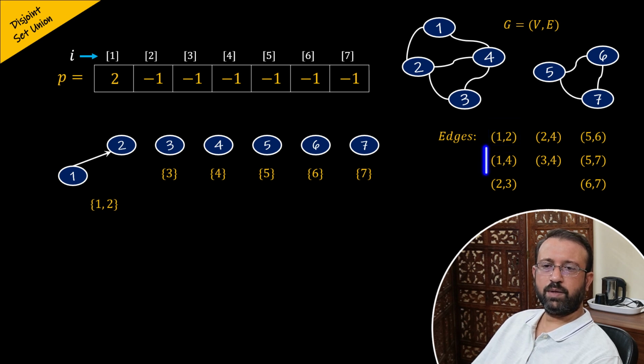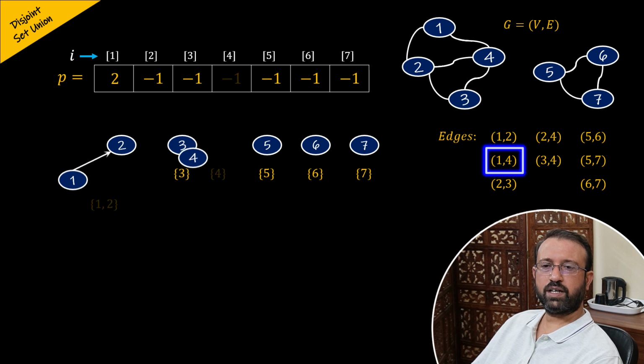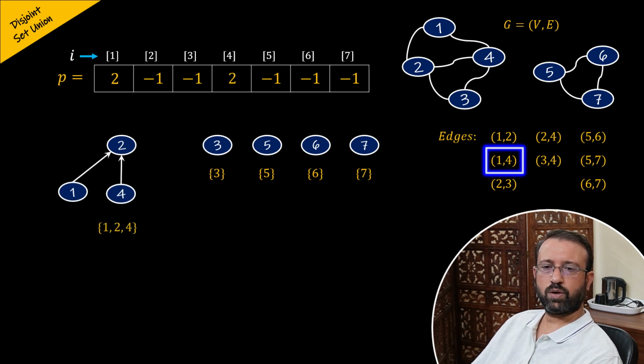Then we have an edge between vertex 1 and vertex 4. Vertex 1 belongs to the set which contains 1 and 2, and vertex 4 belongs to set 4. So they are in different sets. Therefore, we will perform union of the set which contains 1 and 2 and set 4. So now after the union operation, vertices 1, 2 and 4 will be in the same set.